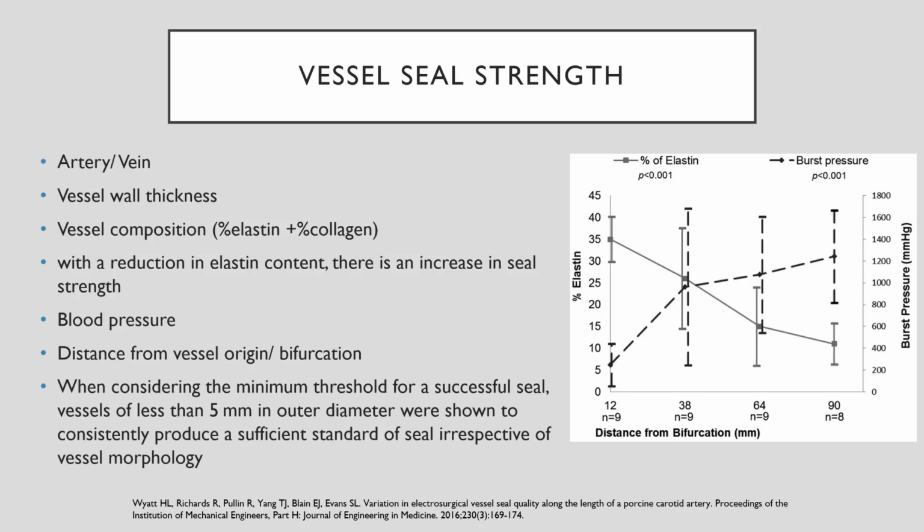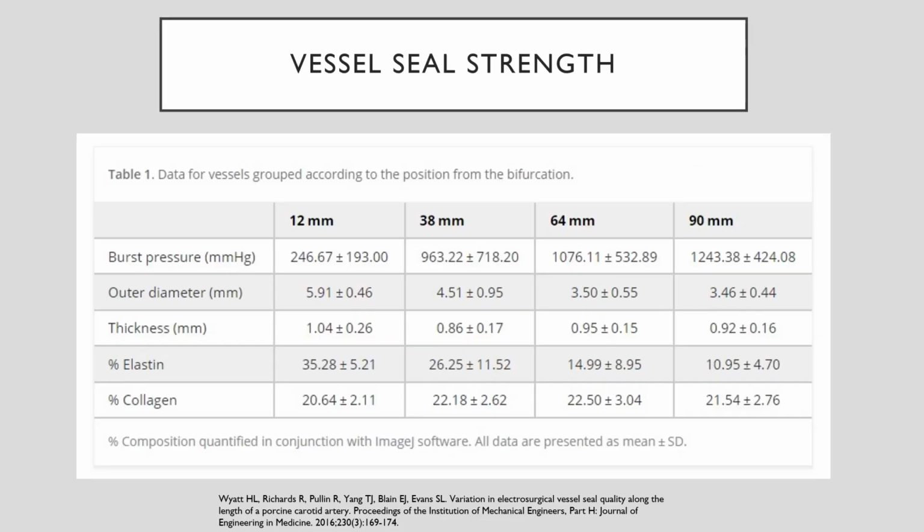Now this has all been studied mainly in various ex vivo models. So you have to understand that the situations inside the body in vivo may be slightly different. But the good thing is that when considering minimum threshold for the successful seal, it was found that vessels of less than 5 millimeter in outer diameter were shown to have the same kind of seal strength irrespective of vessel morphology. So for less than 5 millimeter, you don't have to think about all these variables. For more than 5 millimeter, you have to understand what type of vessel it is, what is the thickness, what is the outer diameter, whether it is artery, whether it is vein.